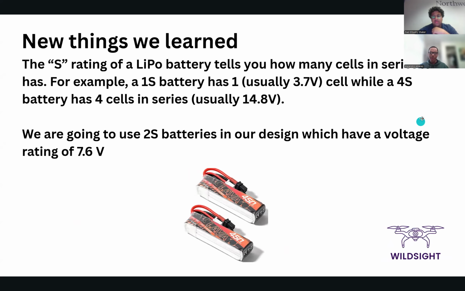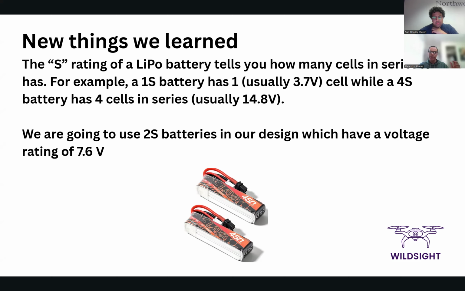In terms of something new that we learned, we knew of something called the C rating of a battery, which is how much current it can give out in terms of its capacity. But something else that's special about things like LiPo batteries and drone batteries is that they have an S rating, which represents how many cells they have in series in them.